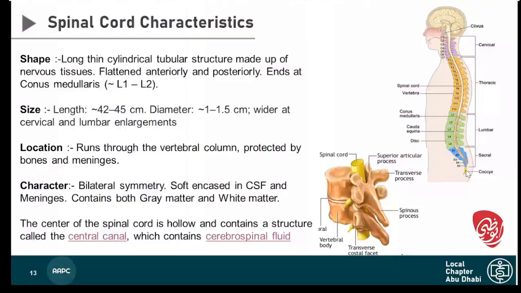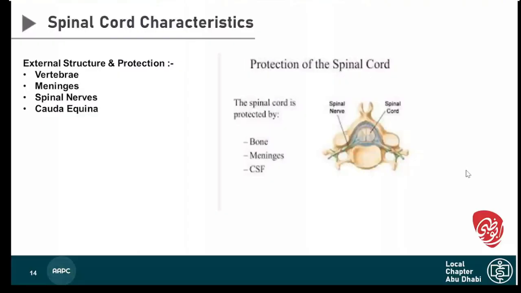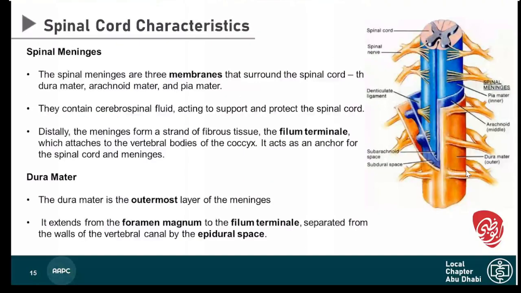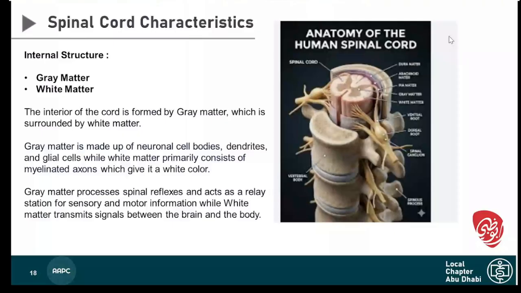And when we come to the internal structure, we can see this is the cord, no? This is the spinal cord. When we come to the internal structure, we can see two matters. This is gray matter and white matter. The outer portion is white matter and the inner butterfly shaped portion is what? Gray matter. So next we are going to see the function of gray matter and white matter.